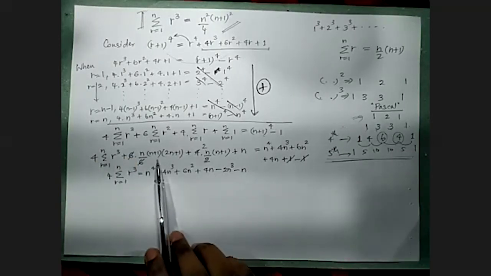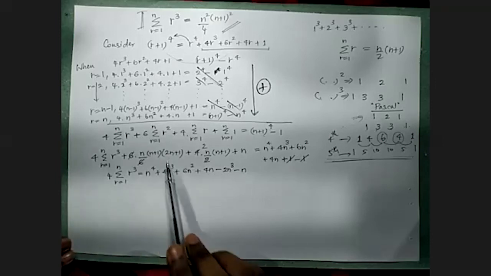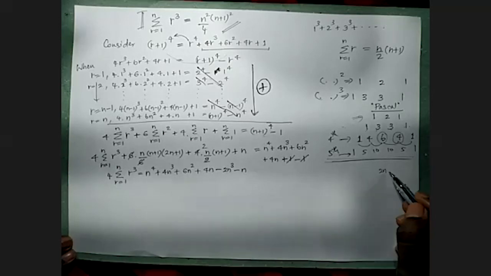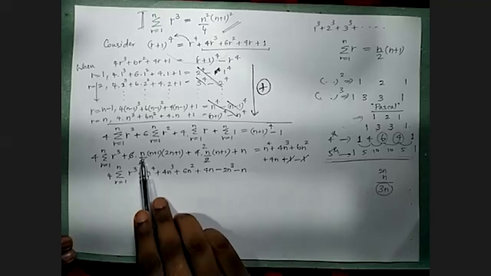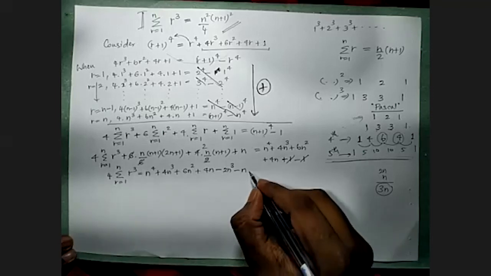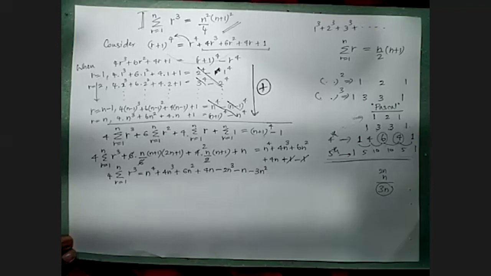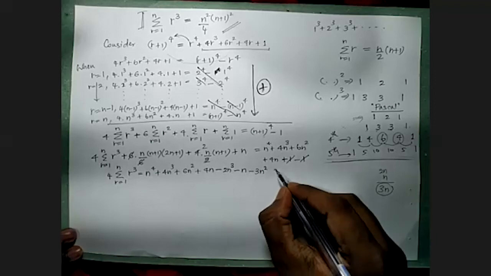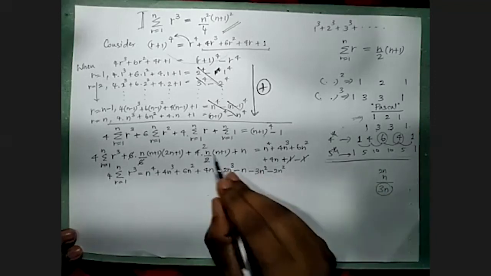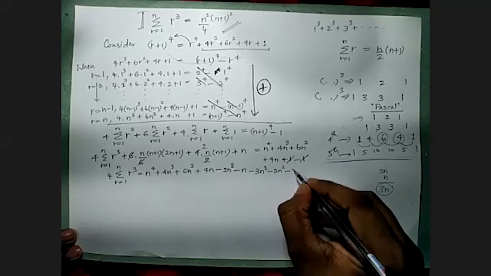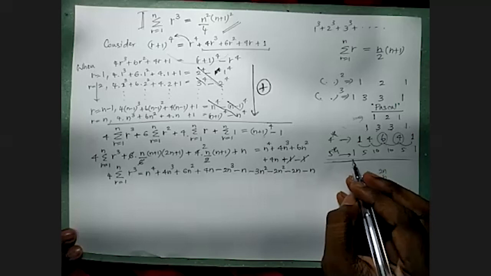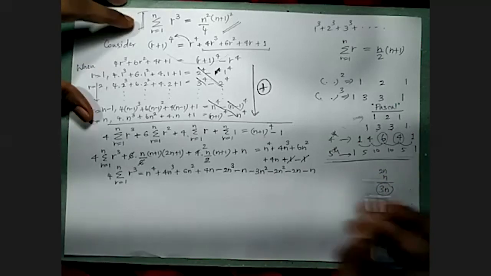Then what are the middle terms? 1 into 2n, we have 2n term. n into 1, n. Altogether we have 3n. 3n into n, that is 3n square, minus 3n square. Then here this bracket, 2n into n, 2n square, minus 2n into 1, it is minus 2n, plus n becomes minus n. These are the terms. Now simplify.